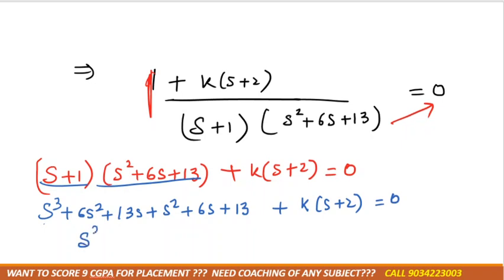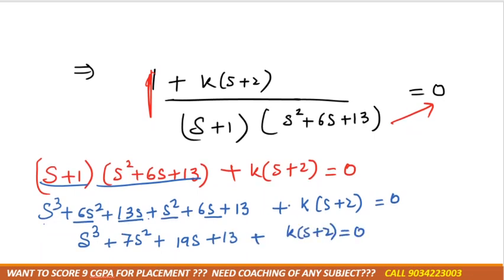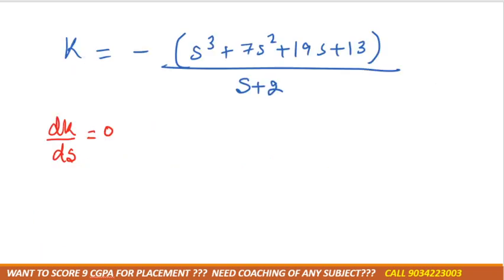Now we'll solve it further. s cube, 6s square plus s square would be 7s square. 13s plus 6s would be how much? 19s plus 13 plus K into (s plus 2) is equal to 0, correct. Now from here we need to get the value of K. Now solve it by your own and tell me the value for K.